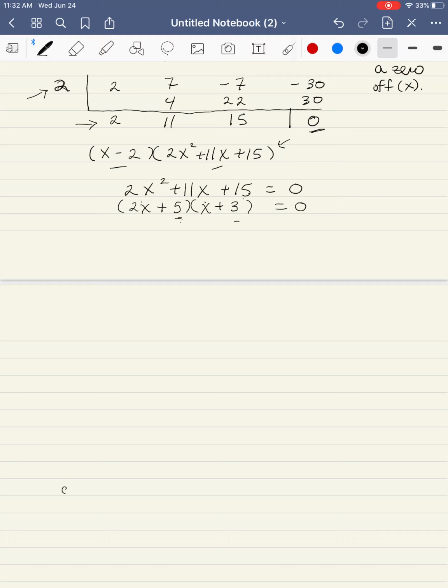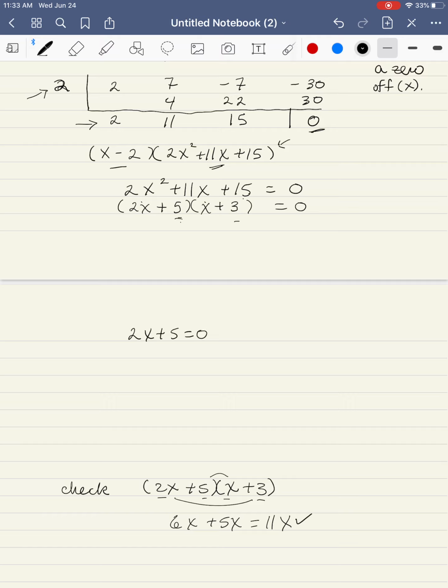All right, so I used guess and check, and I came up with 2x plus 5 and x plus 3, because if I check over here, this is going to be my check. I'm going to move it way down here. 2x plus 5, x plus 3. I knew I had to have 2x and x to get 2x squared. I knew I had to have factors of 15, two things that multiplied to give me 15 here and here. And if I multiply my outer and my inner, I get 6x plus 5x equals 11x, which is my correct middle term. So this is my correct factorization.